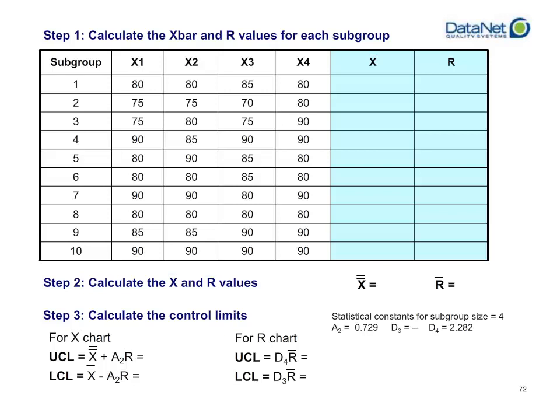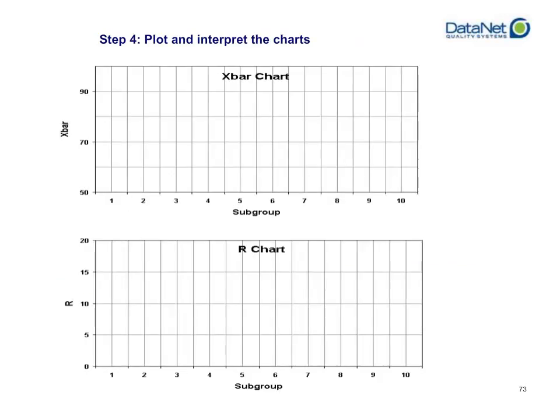Because this exercise uses a different subgroup size, our values for A2, D3, and D4 are different than they were in our example, where we were using a subgroup size of 5. Make sure to use the appropriate constant values for your appropriate subgroup size. Go ahead and plot your control limits for both your X-bar chart and your R chart.